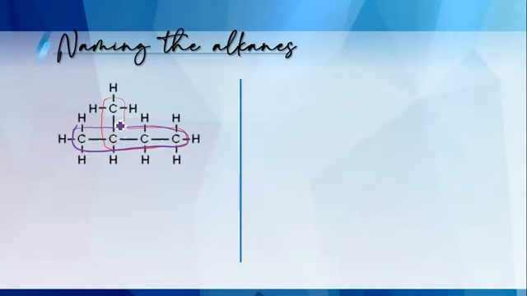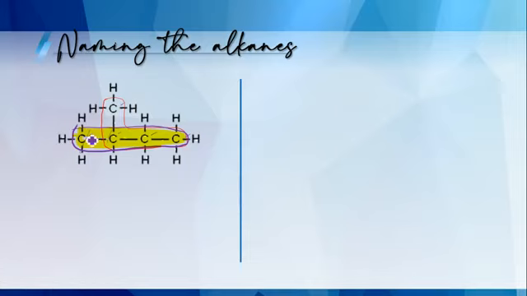Let's start from the red one. In the red one, we have 1, 2, 3, and 4. And in the purple, we have 1, 2, 3, and 4. So either way, the longest carbon chain that we have is 4. To make it easier for you, I'm going to choose the purple one, because it's a straight chain. So this is our longest carbon chain.